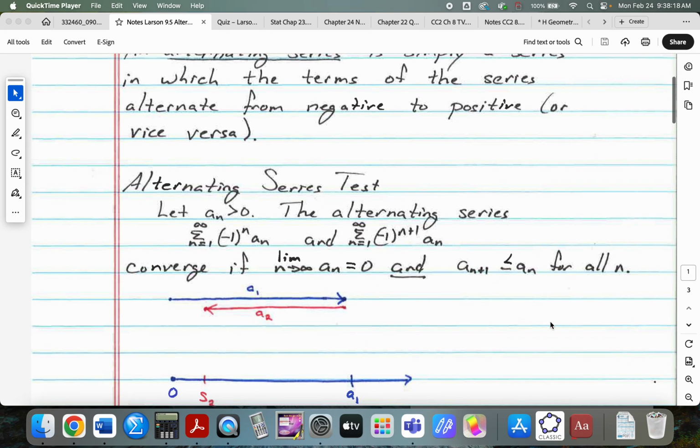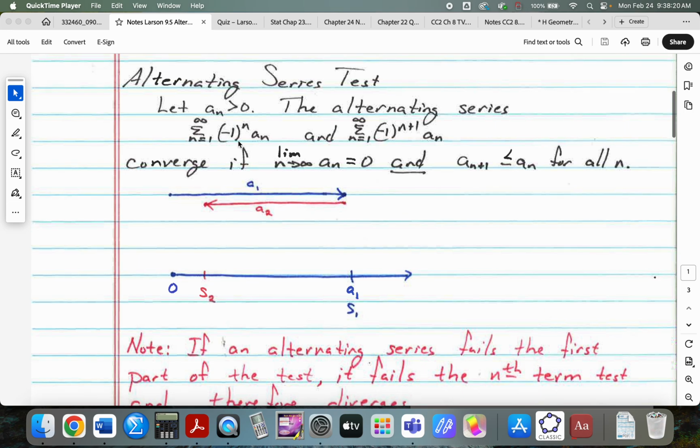So if you have a sub n greater than 0, so the non-alternating part must always be positive, right? You don't want it to sometimes go negative, negative, positive, or positive, positive, negative, or something like that. So a sub n has got to be positive. Then these two alternating series, this one starts negative and then changes to positive, this one starts off positive and then changes to negative, is going to converge if you only need two things.